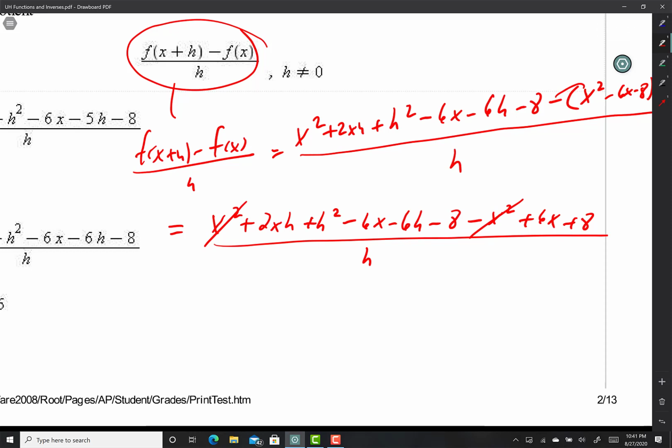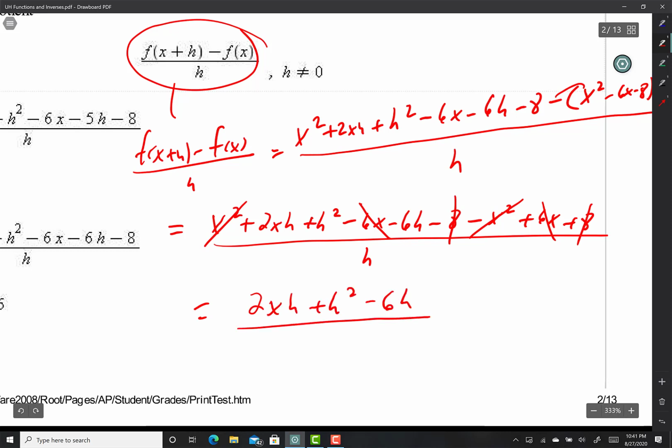The x squares cancel out. Let's see, what else? The 6x's cancel out, or zero out, I should say. And then the 8's zero out. Now every single term has an h on it: 2xh plus h squared minus 6h, all over h. Factor out an h, and you're going to have 2x plus h minus 6, all over h.